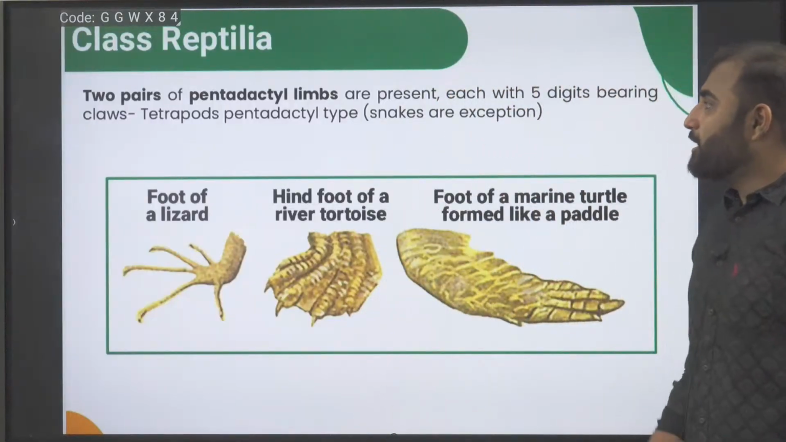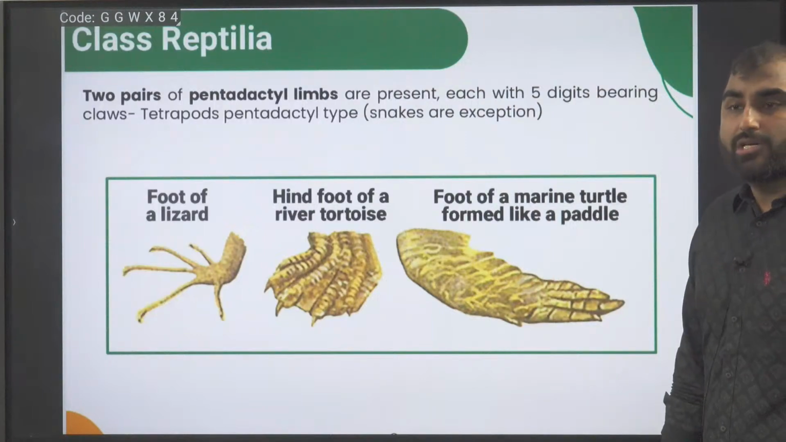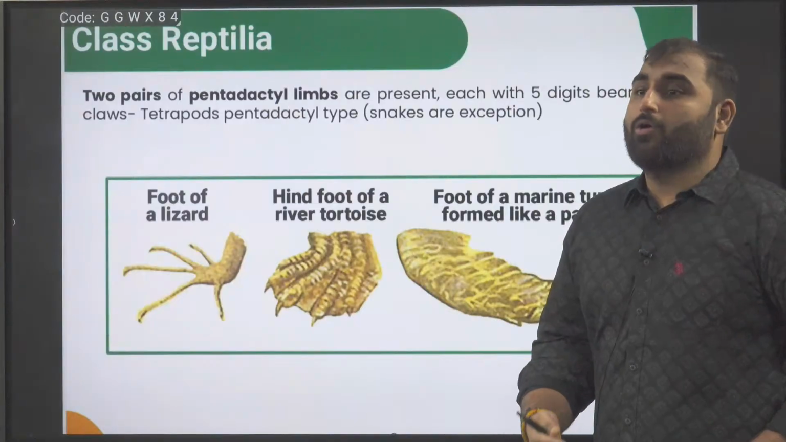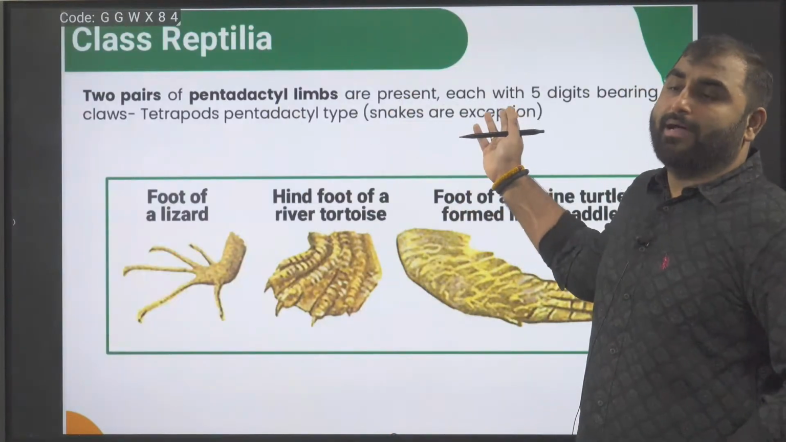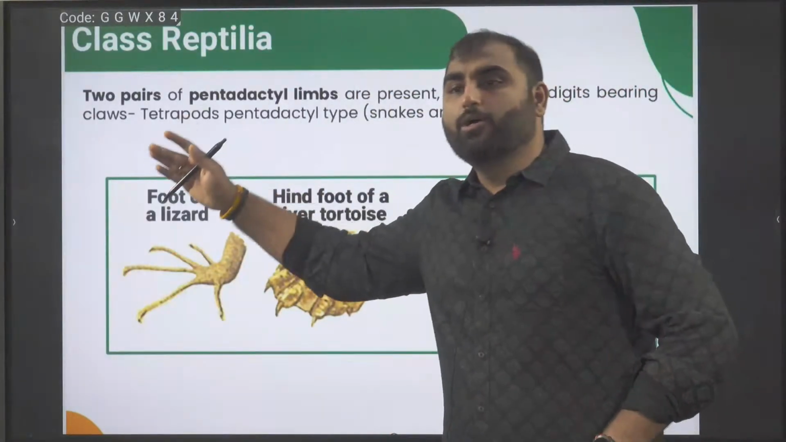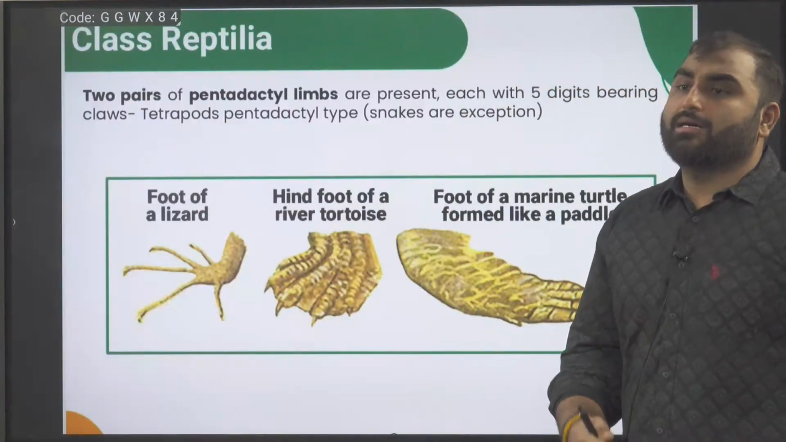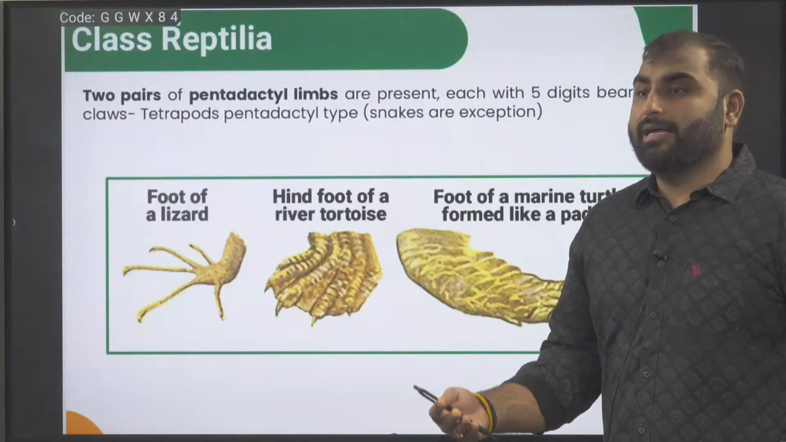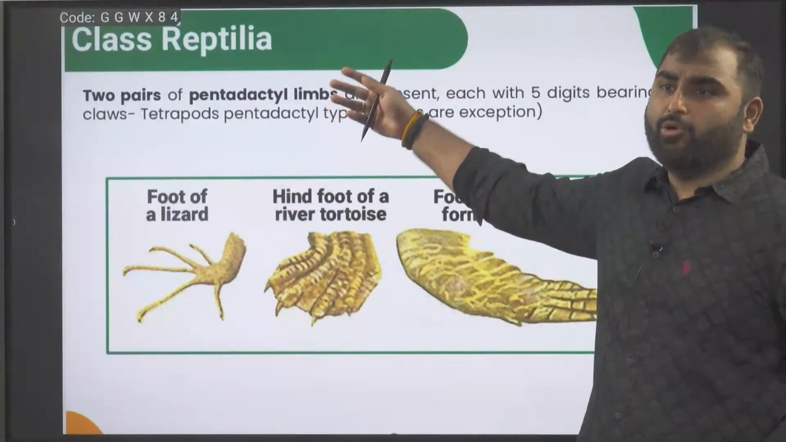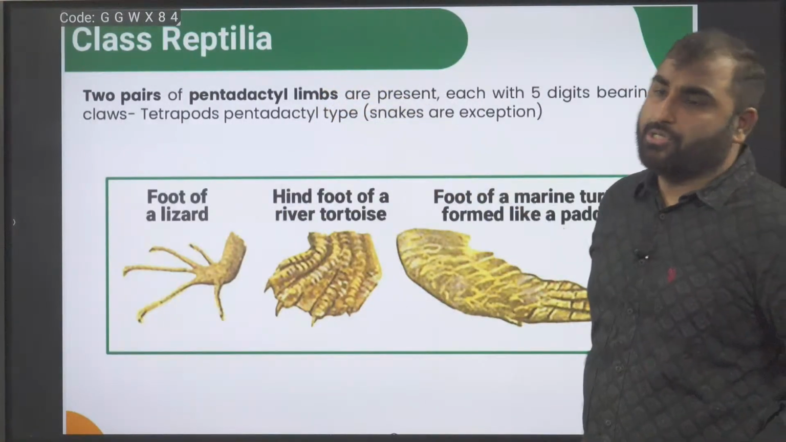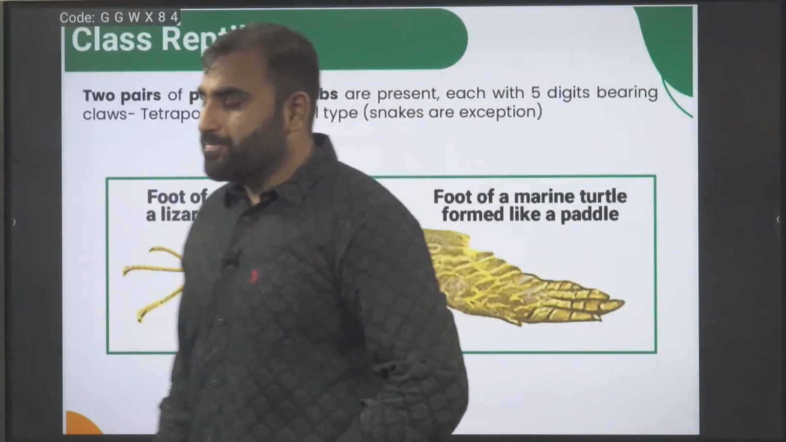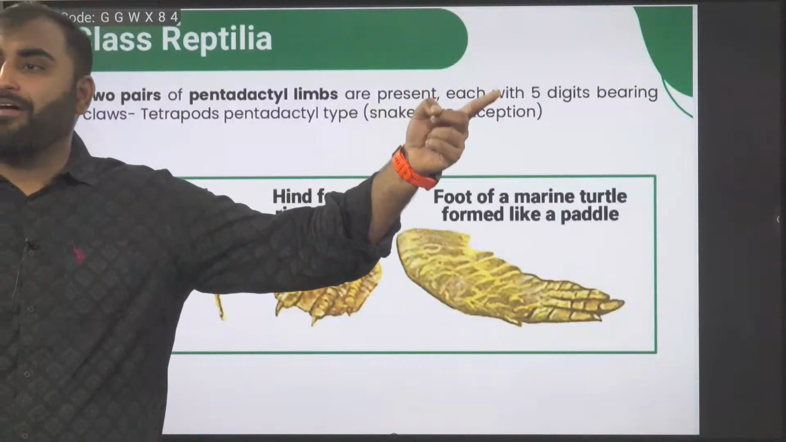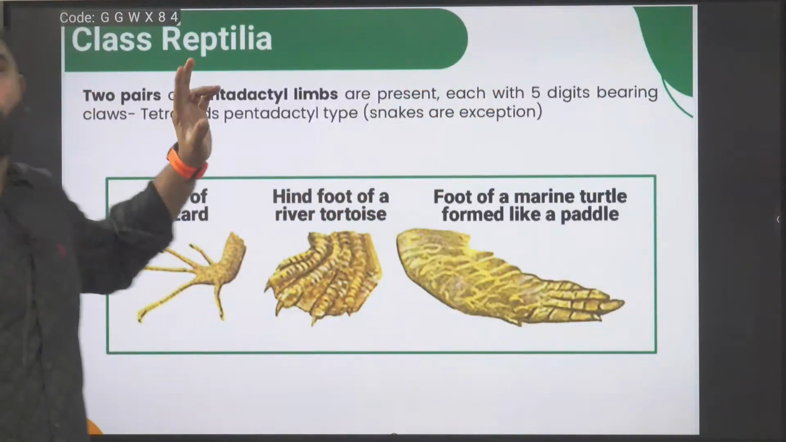Next, talking about their locomotory structures, they have two pairs of limbs other than snakes or pythons. Snakes and pythons are the exceptions. They do not have two pairs of limbs. But lizards, crocodiles, turtles and marine turtles all have two pairs of pentadactyl limbs. What is the meaning of pentadactyl limbs? It means they have 5 digits which bear claws.